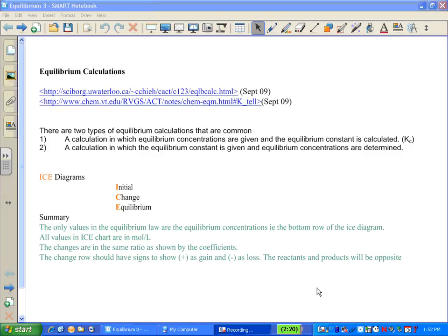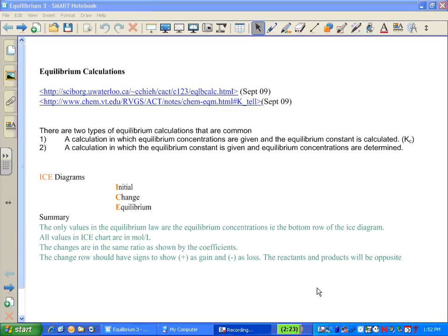In this lesson, you're going to learn about equilibrium calculations. There are two types of equilibrium calculations that are common. The first type is one where you're given equilibrium concentrations and you use that information in order to determine an equilibrium constant. The second type of problem is one where you are given the equilibrium constant and you're going to determine equilibrium concentrations.